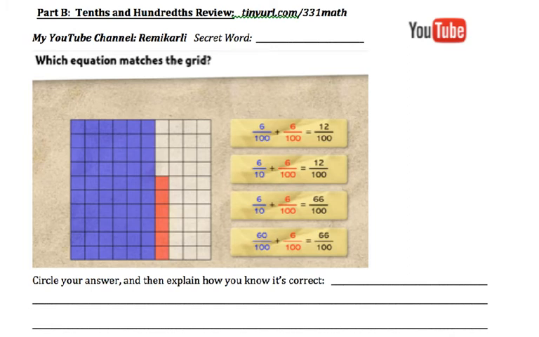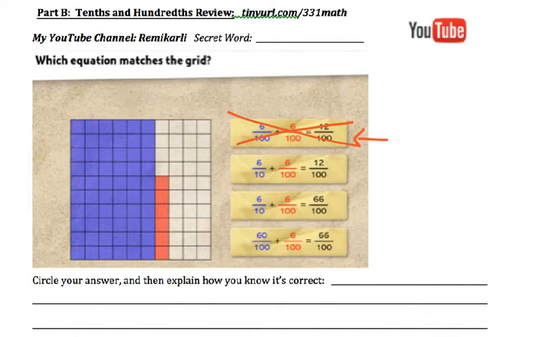Alright, so which equation matches the grid? Let's take a look at each one and eliminate the ones that don't make sense. So in this first one, we have 6 hundredths plus 6 hundredths equals 12 hundredths. That's true. 6 hundredths and 6 hundredths does make 12 hundredths. But if I look over at this picture, there are way more than 12 little squares shaded in. Just in this first column, that's 10. This is 12. We have way more than that. So because of that answer of 12 hundredths, I know that this doesn't match the grid.